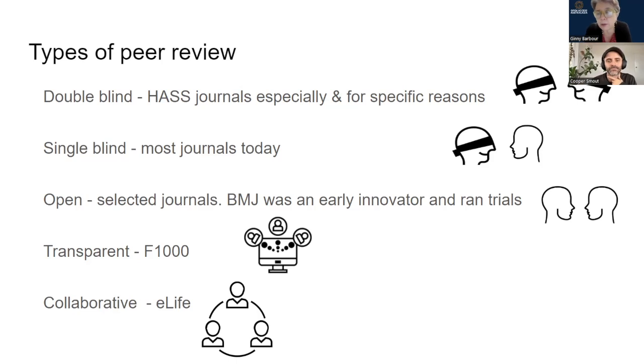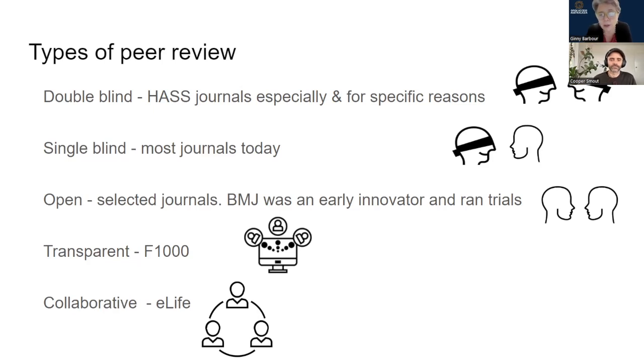The BMJ, the British Medical Journal, was a very early innovator in this and actually ran a trial on it. What they found was that there was no real difference in the quality of the peer review, which is something people are sometimes concerned about with open peer review, that you only get uncritical reviews. They also found very little difference in reviewers accepting whether they would do the peer review. That's interesting, because often people think it's a bit scary to do open peer review. There is also transparent, which is open and also includes the reviews being published, and F1000 has been an innovator in this area.